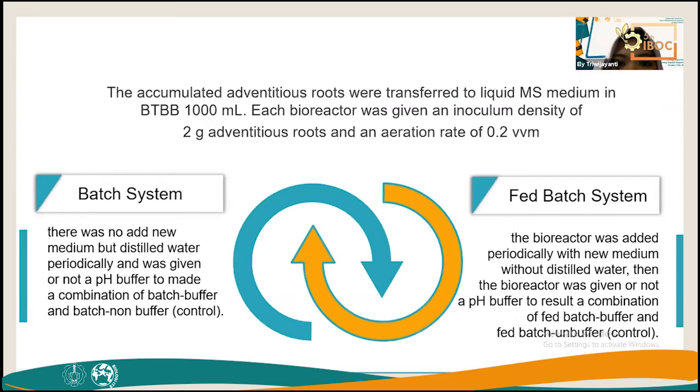The accumulated adventitious roots were transferred to liquid MS media in a 1 liter BTBB. Each bioreactor was given an inoculum density of 2 grams of adventitious root and an aeration rate of 0.2 ppm. In the batch system, there was no new medium added, but distilled water periodically, and it was given or not given a pH buffer, to make a combination of batch buffer and batch not buffer as control. In the fed-batch system, the bioreactor was added periodically with new medium without distilled water. Then the bioreactor was given or not given a pH buffer, resulting in a combination of fed-batch buffer and fed-batch not buffer as control.